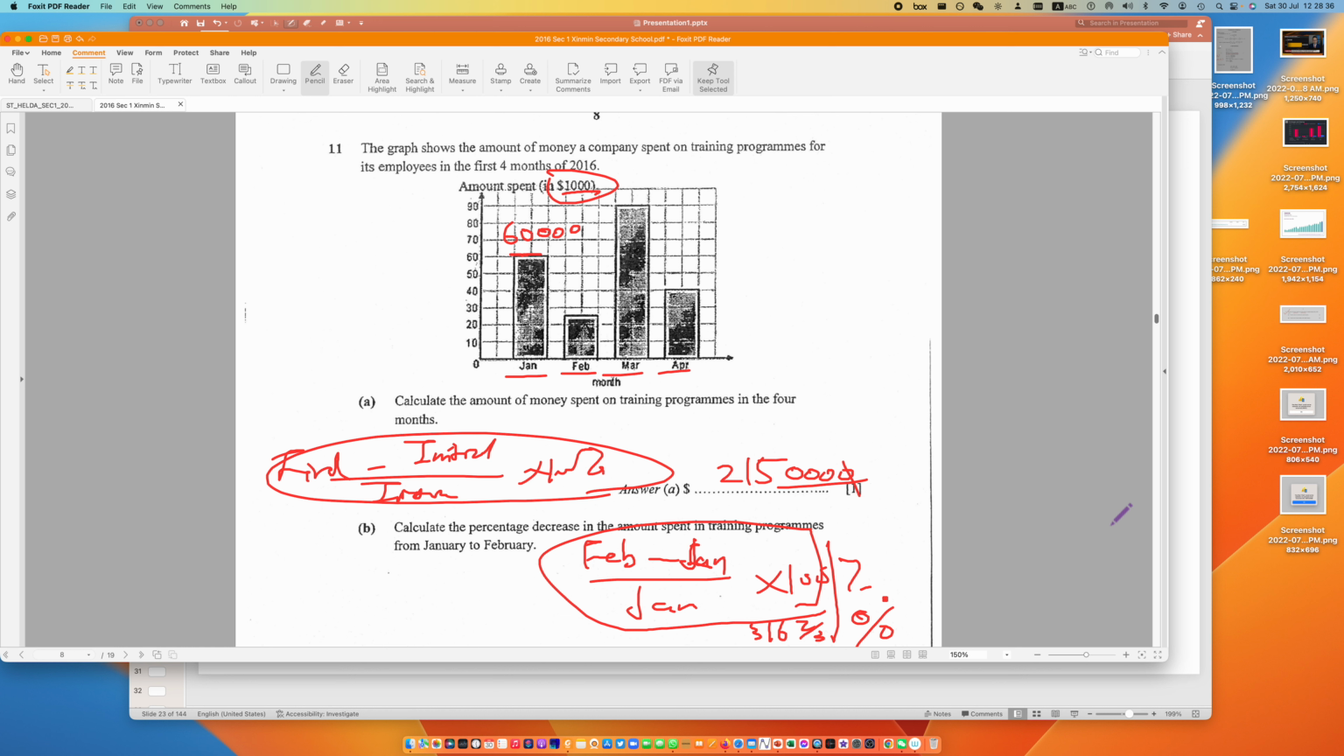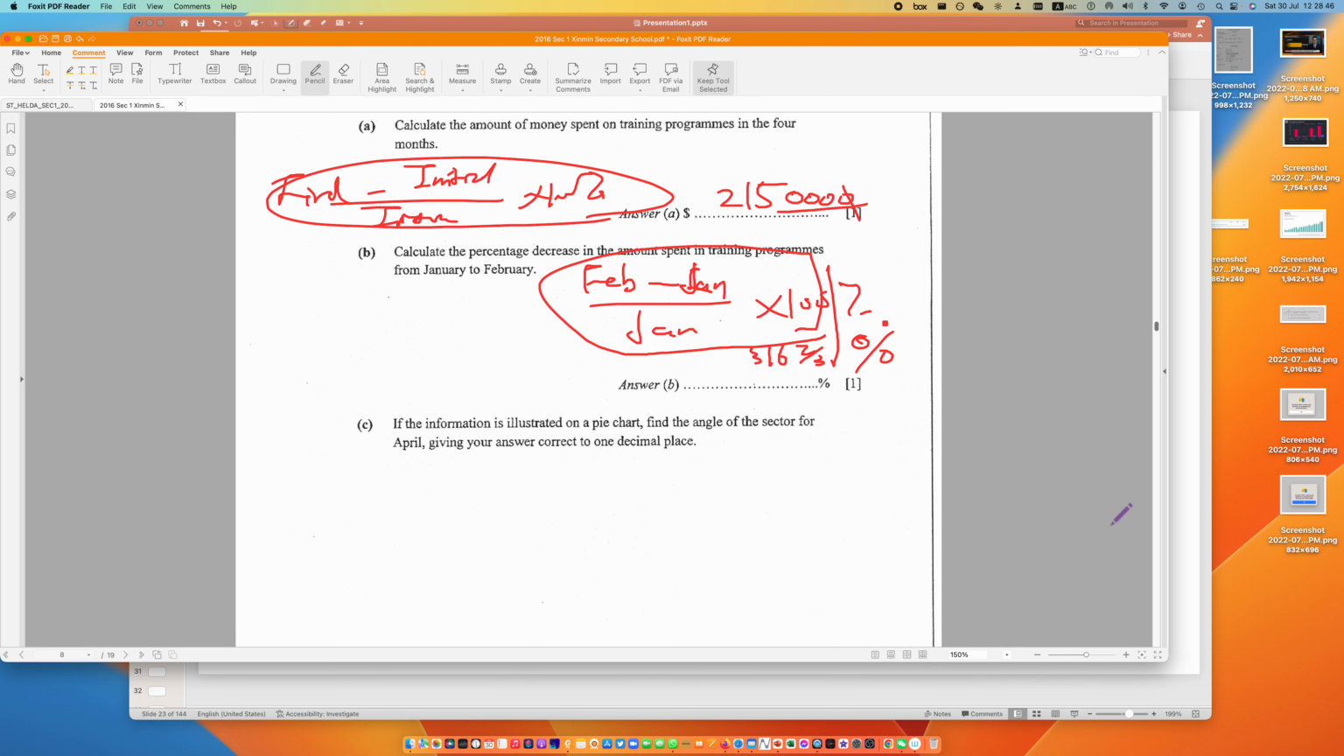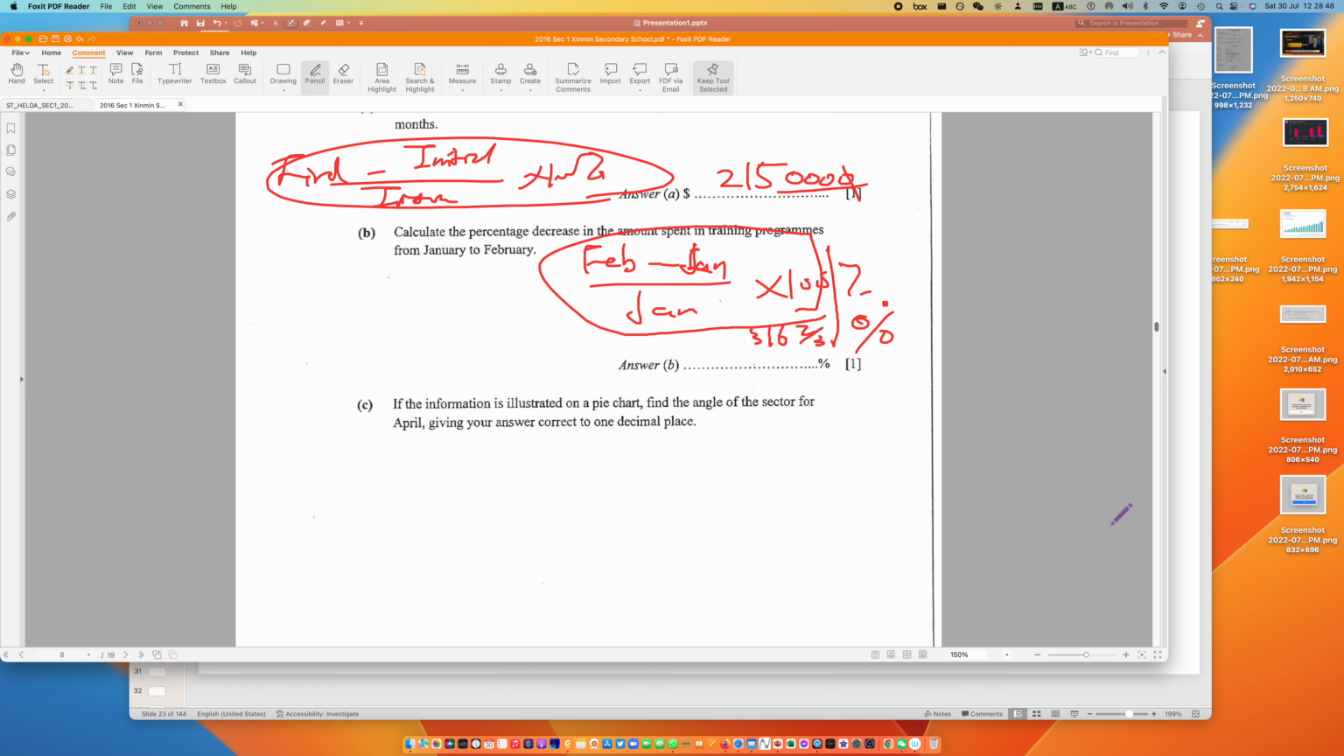Okay. Once again, for percentage increase or decrease, use this formula. Any other formula, you're wrong. If you get it right, you're lucky. I don't want to leave things to chance.